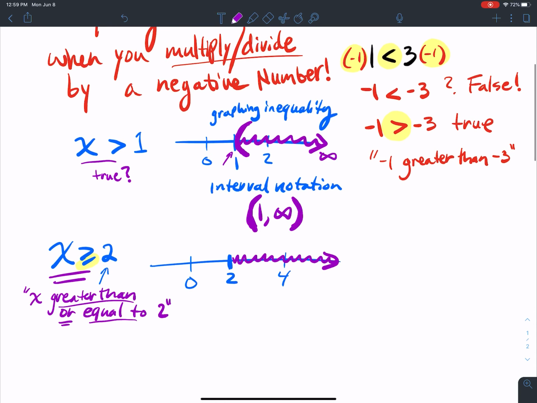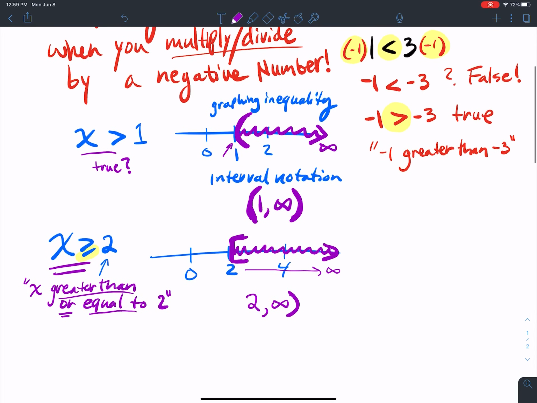So now that we actually touch the 2, I'm going to put a bracket right there. And there's a reason I put the bracket, because the interval notation starts at 2 and I go out to infinity. Now I can't ever touch infinity, but I do actually include 2, so I'm going to put the bracket for 2 since it's included. So that's the difference between strictly greater than and greater than or equal to.